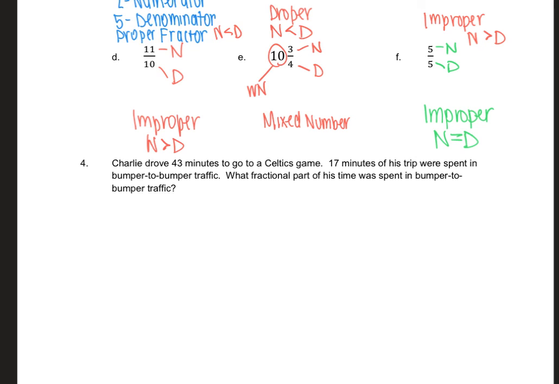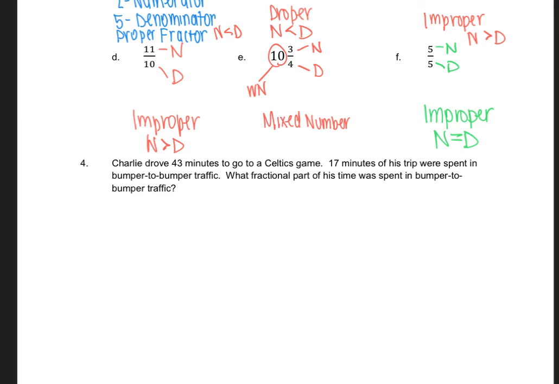All right, so Charlie drove 43 minutes to go to a Celtics game. Celtics, baseball fans. All right, I'm bungling this problem all the way up. Basketball fans will know. 17 minutes of his trip were spent in bumper-to-bumper traffic. Obviously, I'm not a basketball fan. What fractional part of his time was spent in bumper-to-bumper traffic?